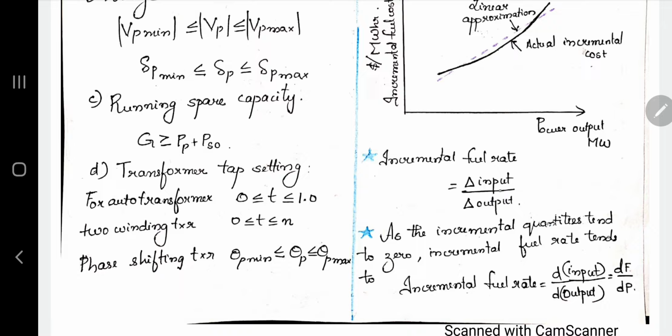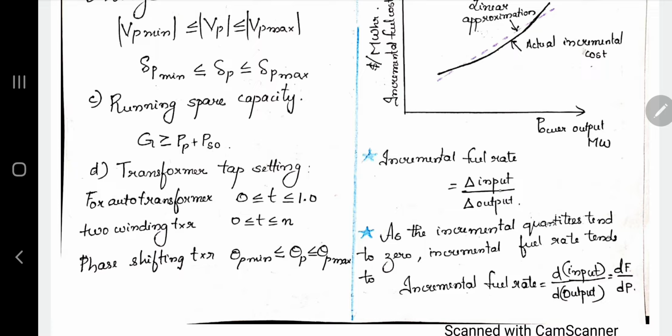It is mentioned by G is greater than or equal to PP plus PSO, where PP is the actual load demand, okay, and PSO means some pre-specified power.